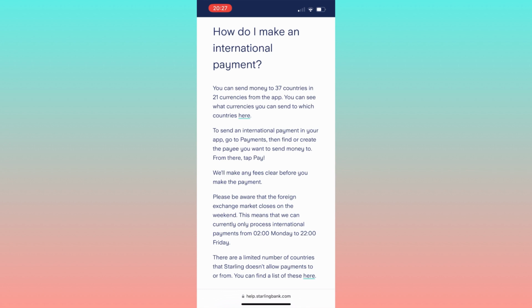in the process. Please note that international payments are processed exclusively during the weekdays, from 2 on Monday to 22 on Friday, as the foreign exchange market is closed over the weekend. It's essential to be aware that there are specific countries with which Starling does not permit payments to or from. So, before you make a payment, take note of it. And there we have it.